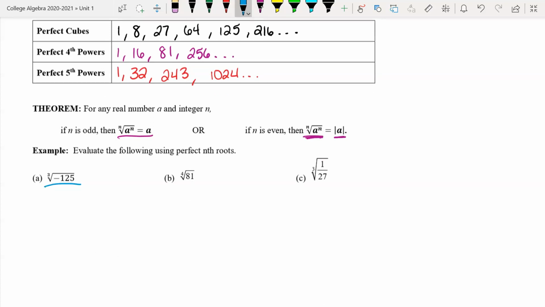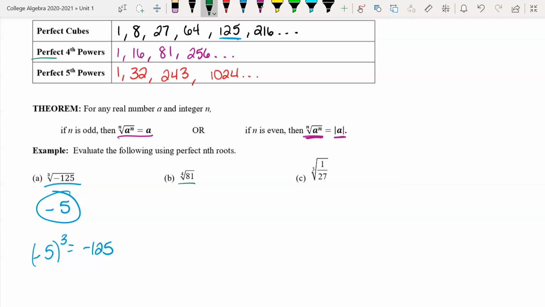So this is like: what to the third power gives me negative 125? Well, we wrote down 125. That's 5 to the third. But in this case it's going to be negative 5, because if I did negative 5 to the third, I get negative 125. So my answer would be negative 5. And again, I had you write these down just because you're going to see them a lot.